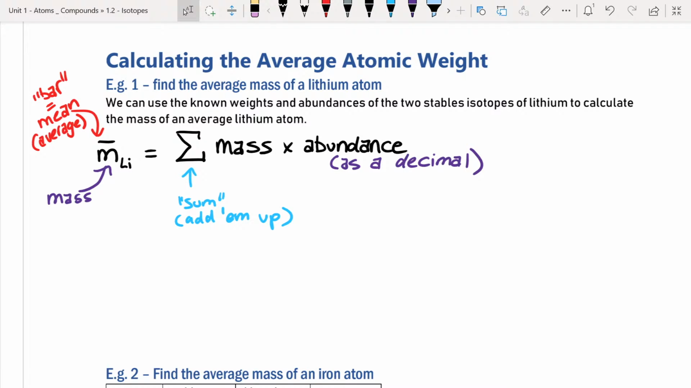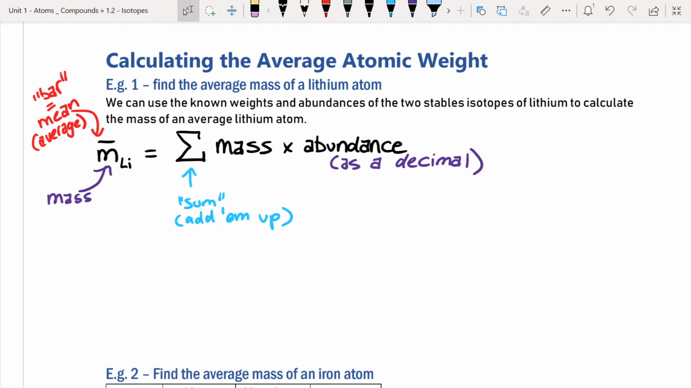So the way to get the average is we're going to add them up. We take the first one, and what's the first mass? Awesome. And we're going to multiply it by 0.0759. Then we're going to add the next one. What are we multiplying that by? Awesome, and that'll give you the weighted average.